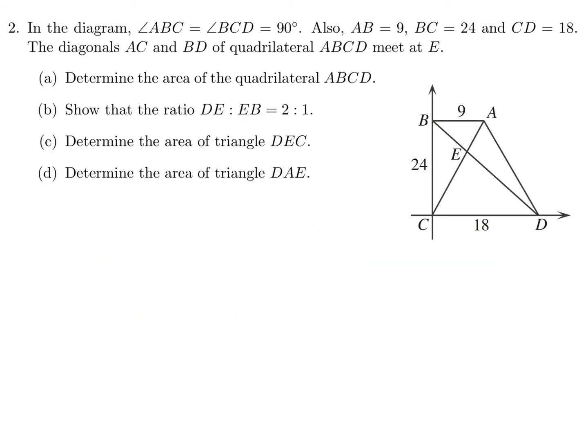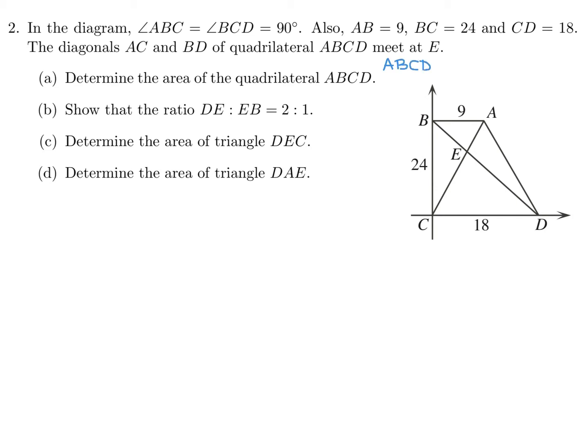In the diagram, angle ABC is equal to angle BCD equals 90. Also, AB is 9, BC is 24, and CD is 18. The diagonals AC and BD of quadrilateral ABCD meet at E. Determine the area of the quadrilateral ABCD. Well, I think that's pretty straightforward.